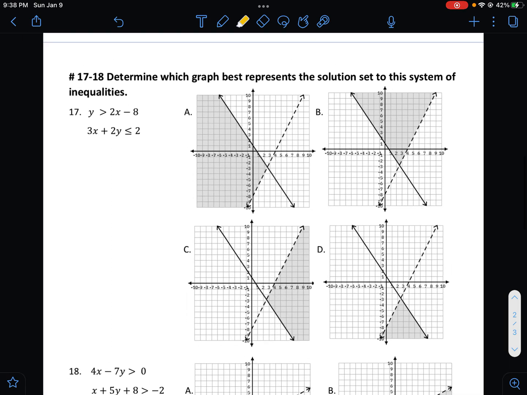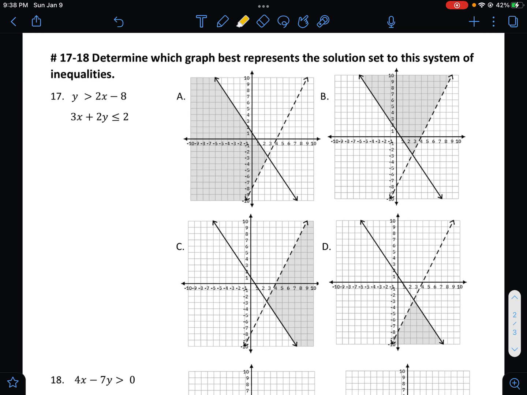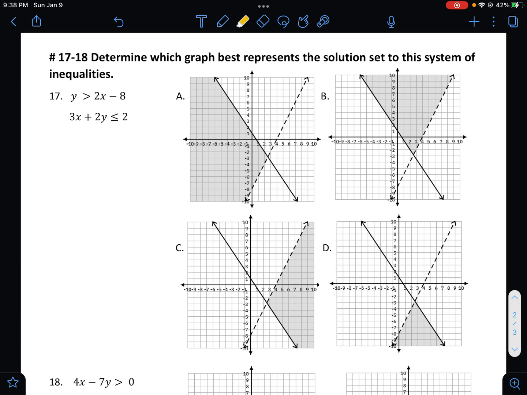Okay, now, determine which graph best represents the solution set to these inequalities. So if you look at what we have, look at your answer choices. Notice all of the lines are exactly the same. We have one solid, one dotted, which is fine because they're all the same. The only thing that's different is the shading on the common area, the solution set.